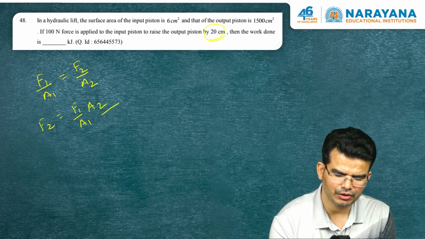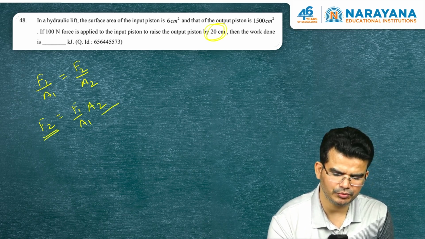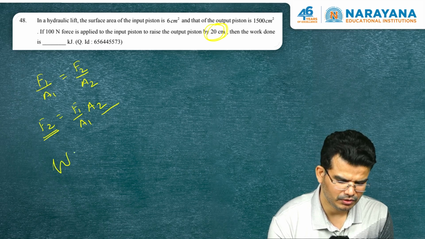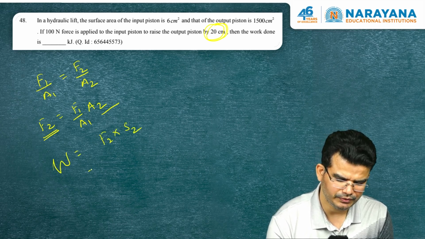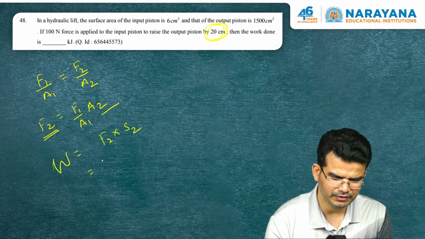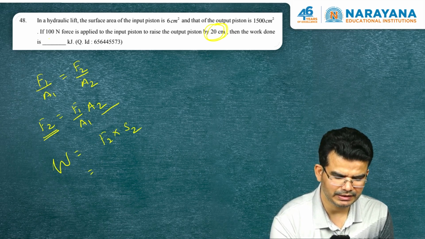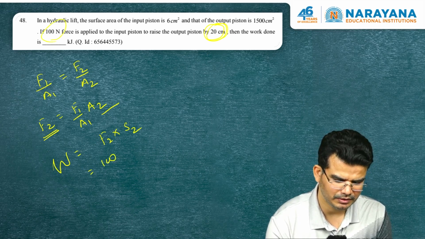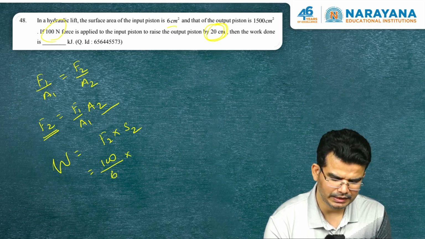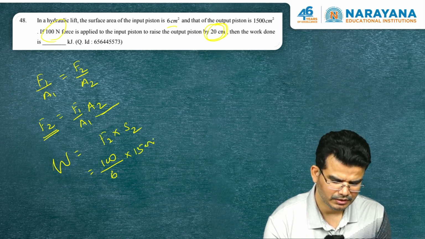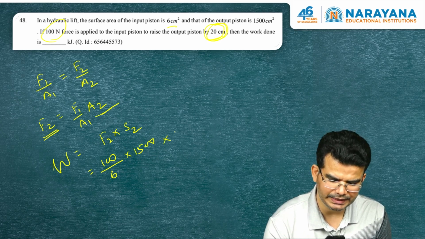Now, they have given output force and output distance. So, work is F2 into whatever displacement, let us say S2. F2 is how much, Babu? F1 is 100, so F1 is 100 upon A1, which is 6, and A2 is 1500. Both are in the same units, so there is no need to change anything, and S2 is 20 centimeter, again definitely we have to change this to 10 raised to power minus 2.